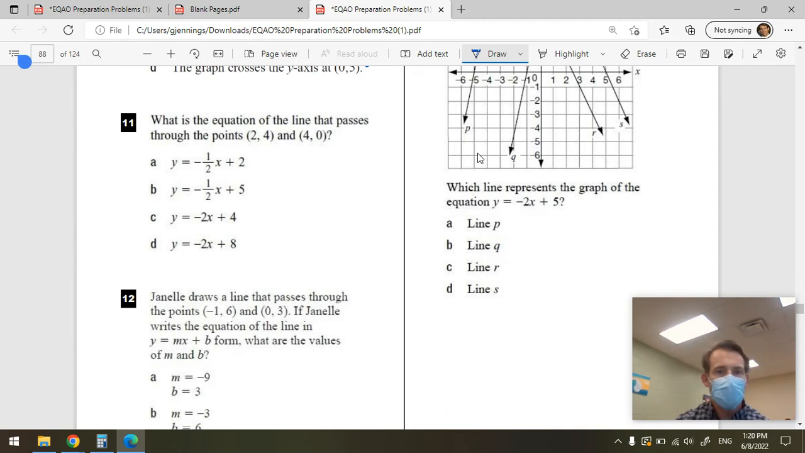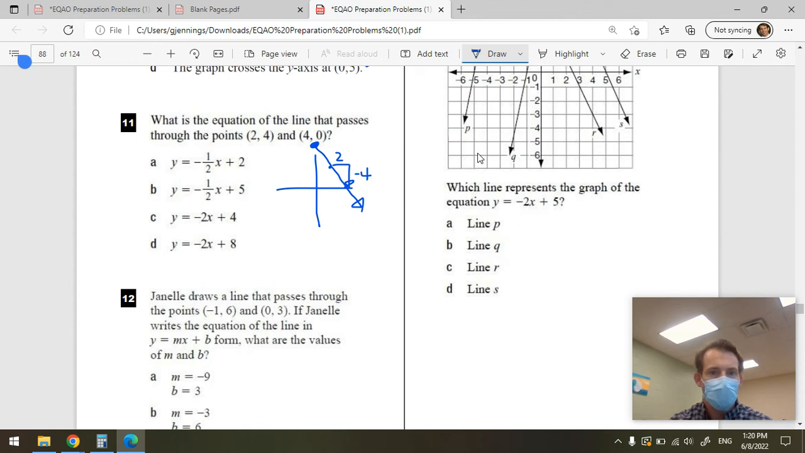All right. Question 11. What is the equation of the line that passes through the points (2, 4) and (4, 0)? We could test those points in here and find out which one it is, or you can make a quick sketch and figure it out. Here's my quick sketch. Here's the point (2, 4), and here is (4, 0). So it's going to have a negative slope, and it's going to touch well up here. I predict it's this one. Let's see. It runs 2 and it rises negative 4.